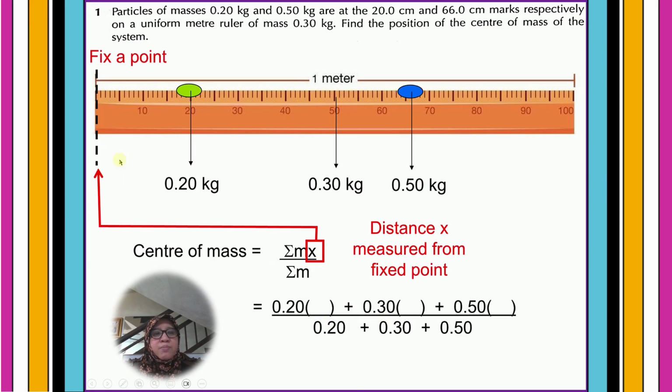Measured from here, the first object is 0.20 kilogram, and its distance from the fixed point is 20 centimeter. The 0.30 kg is at the 50 centimeter, and lastly the 0.50 kilogram is at the 66 centimeter, divided by the total of their masses. The answer we get is 52.0 centimeter.